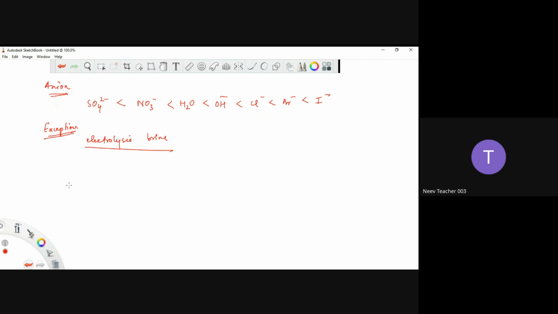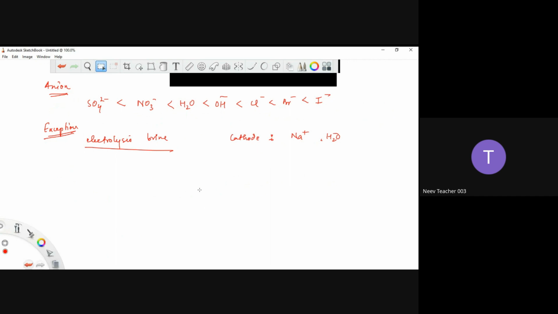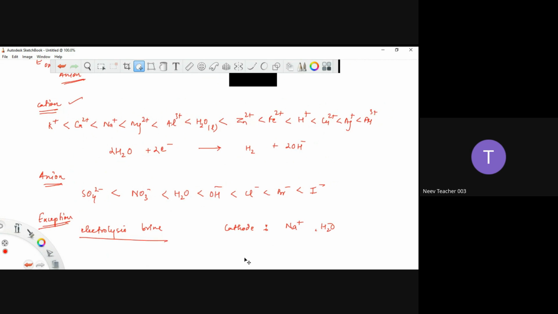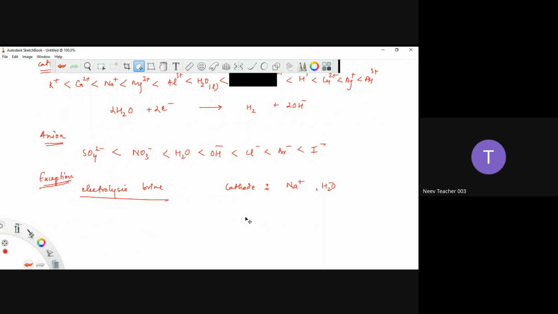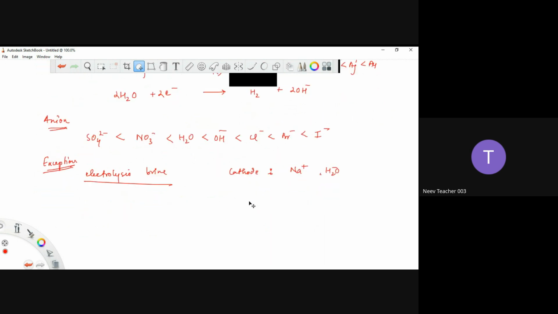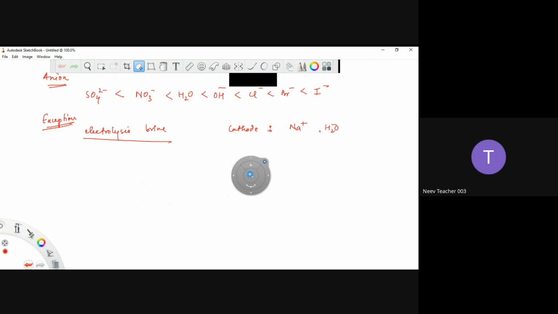So at the cathode part, we have two things: Na plus and water. So which is going to be easier? Basically, H2O will easily give H2. So at the cathode, H2 will be obtained.